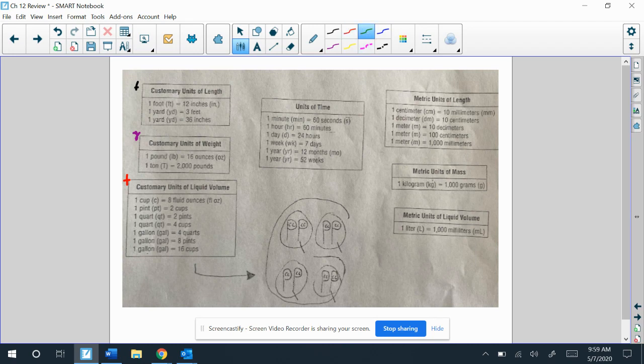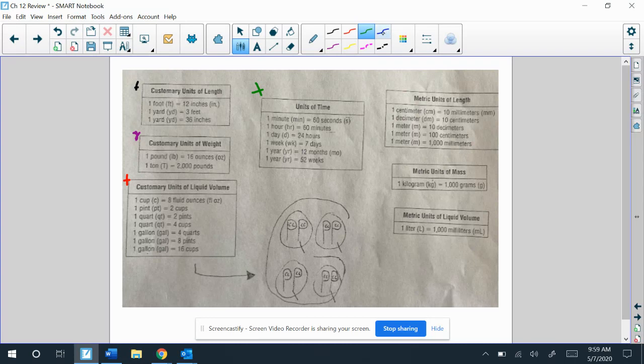Then it was our units of time. We have 1 minute equals 60 seconds, 1 hour equals 60 minutes, 1 day equals 24 hours, 1 week equals 7 days, 1 year equals 12 months, 1 year equals 52 weeks.